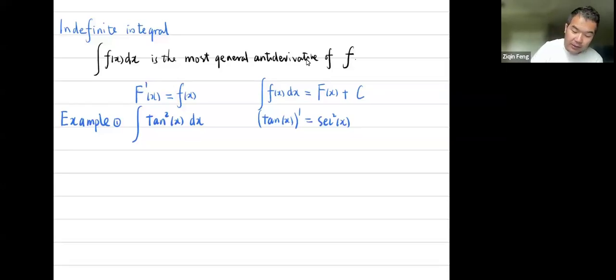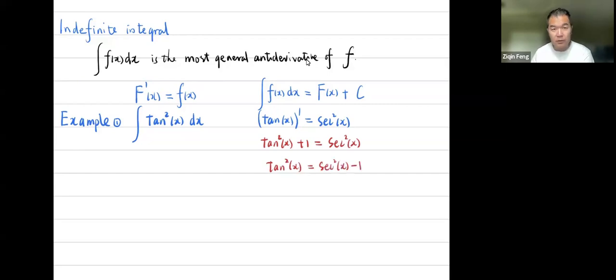And also by the trigonometric identity, tangent square of x plus 1 equals secant square of x, right? Which means tangent square of x equals secant square of x minus 1, right? So now we are ready to figure out the indefinite integral of tangent square because we do know whose derivative is secant square and whose derivative is 1, right?